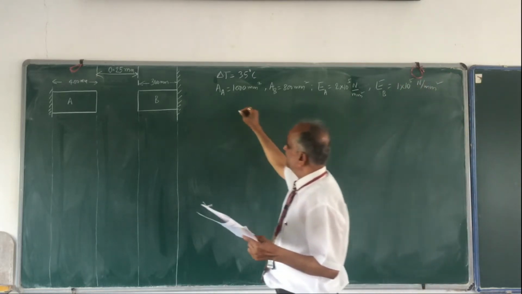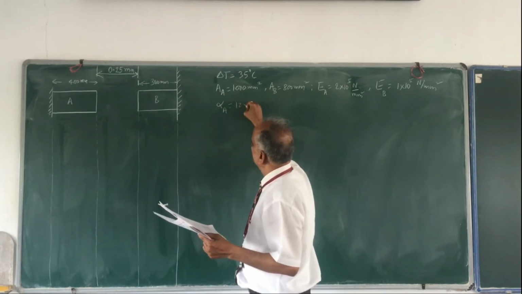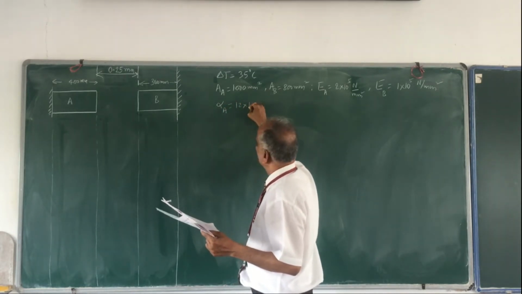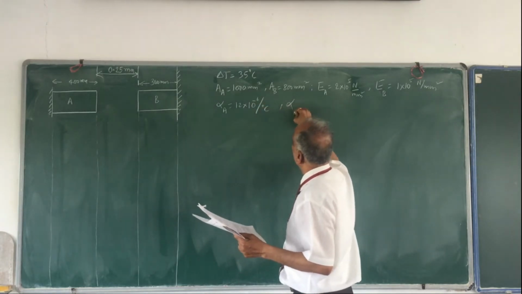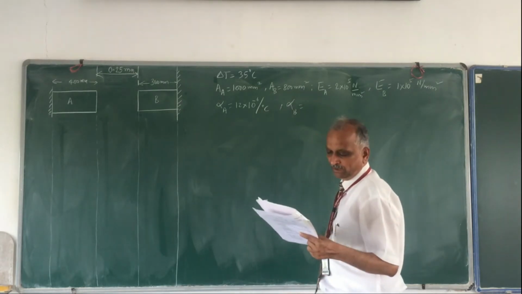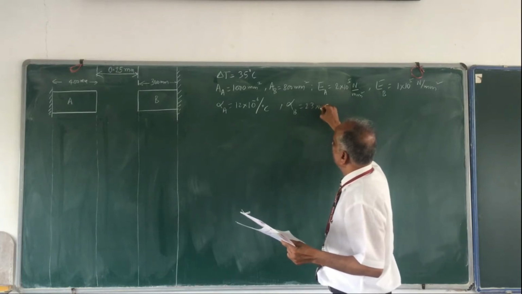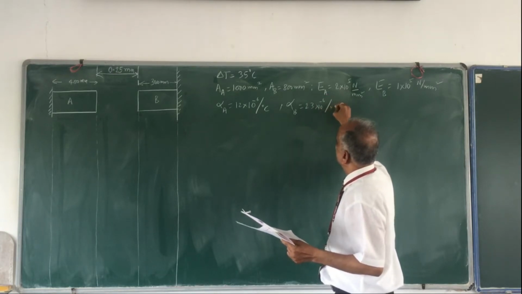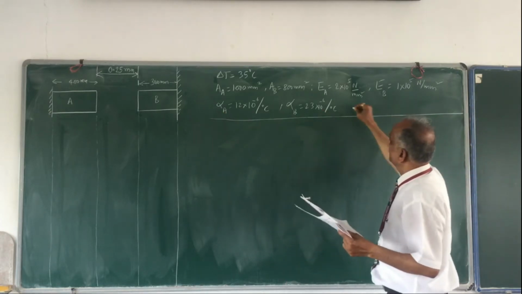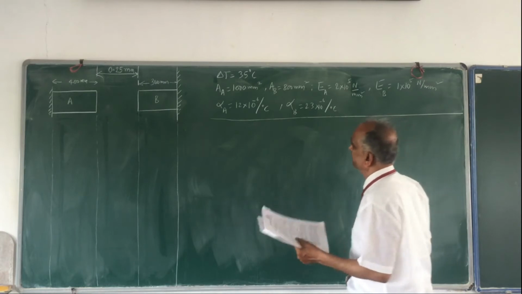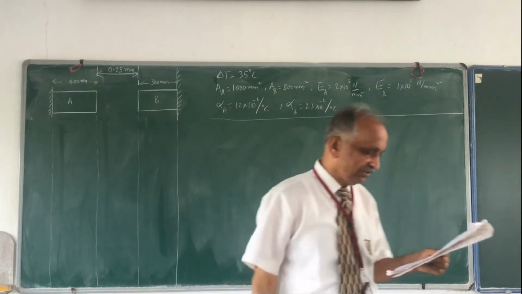Then alpha A. All these values I should have written before I started; that will save some time. Alpha A is 12 into 10 raised to minus 6 per degree Celsius, and alpha B is 23 into 10 raised to minus 6 per degree Celsius. This is all the data that has been given. And LA, the length, I have already written there: 400 mm and 300 mm. All these things are different.